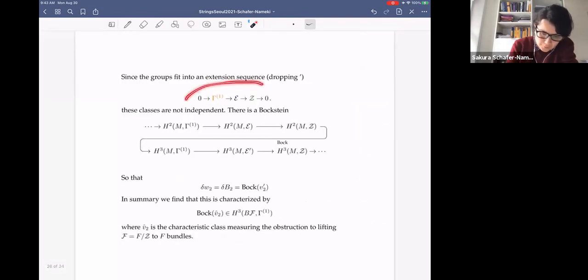And so now, this was the structure of these groups. So the one form symmetry and the zero form symmetry part of E form this extension. And then there's in cohomology what's called a non-trivial map from this H2 with values in Z to the H3 with values in gamma one. And I'll tell you in a second why that's relevant. So normally you would say the variation of B2 should be trivial. But in fact, if this map is non-trivial, this Bochstein map tells you that this variation of B2, which is delta B2, is in fact the Bochstein of the class that you turned on in here.